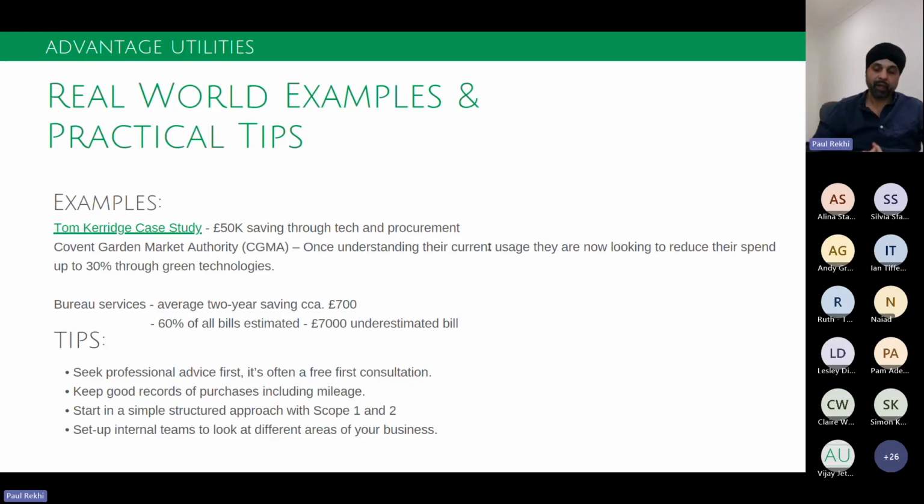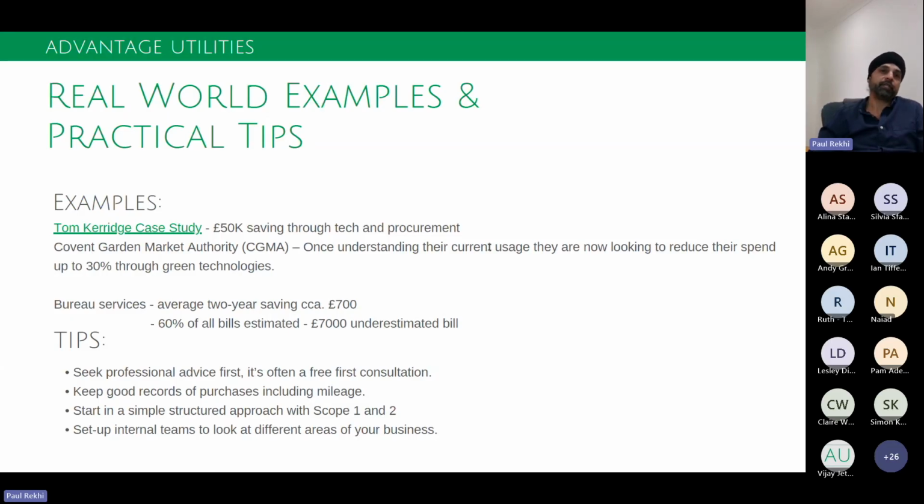Some tips, I suppose, are important. My first tip is seek professional advice first. This is not an easy journey, and it is a journey. And I think before people get into it, they should seek professional advice. It's often free, to give businesses an idea of what they need to be thinking about, what types of data they need to be doing, what type of benefits they can derive from doing journeys like this.